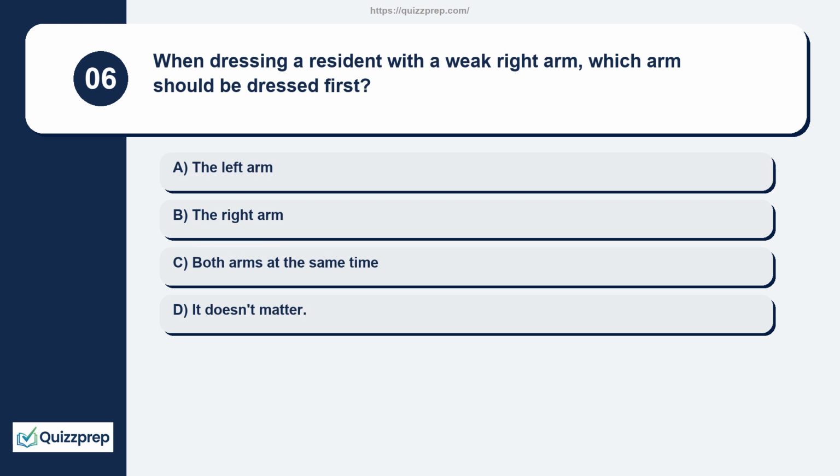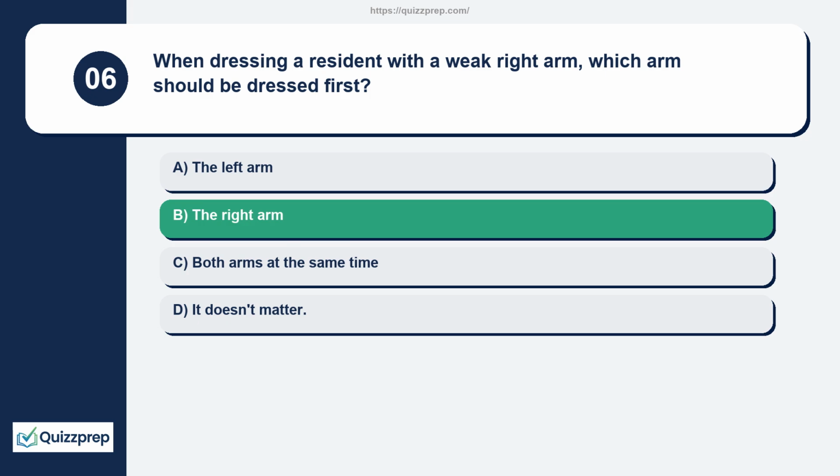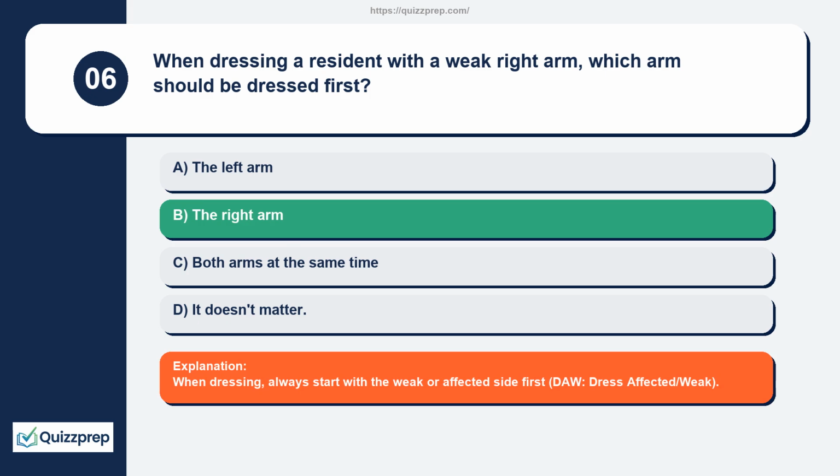Question 6. When dressing a resident with a weak right arm, which arm should be dressed first? The left arm, the right arm, both arms at the same time, it doesn't matter. When dressing, always start with the weak or affected side first. Dress affected, weak.